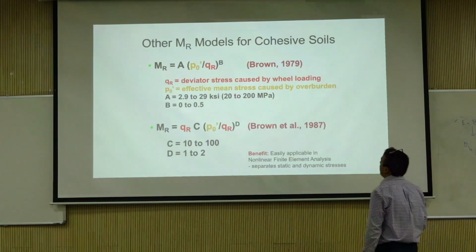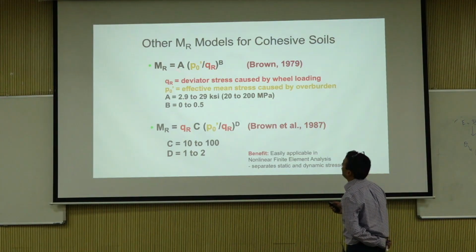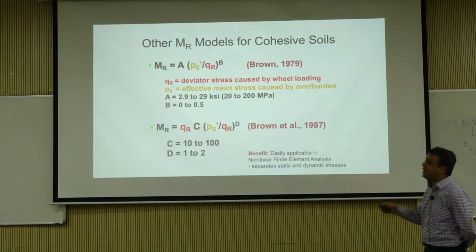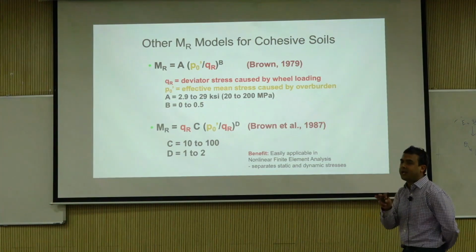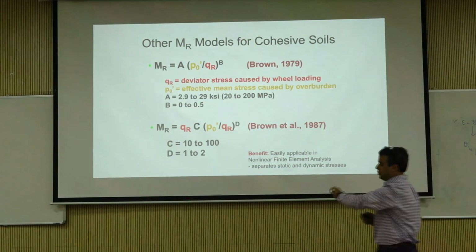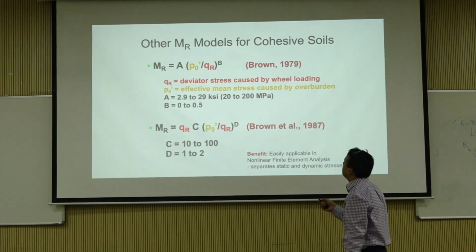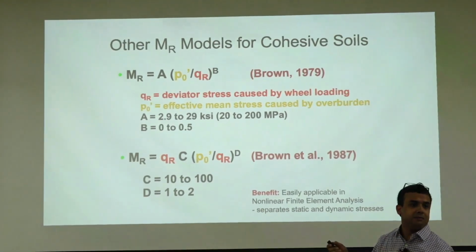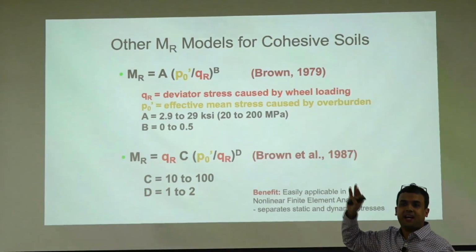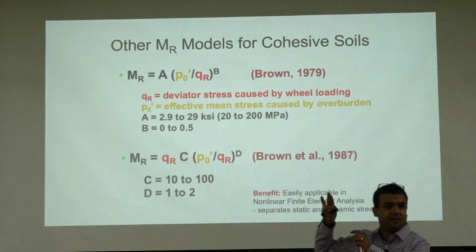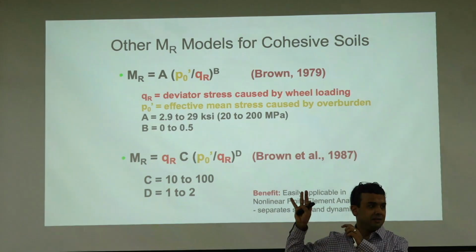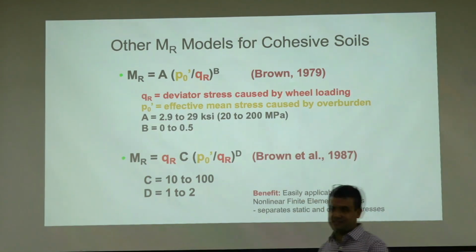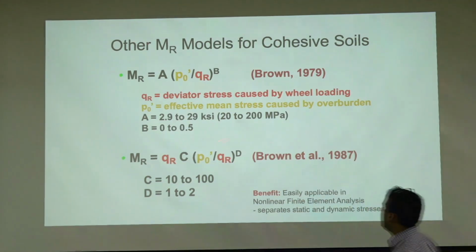Other MR models for cohesive soils, again we're going to skip through these very quickly because we're not going to use this. I want to get to the models that we are going to use so that we can spend some time on it. This is Brown's model. P-Q, anybody who took advanced geotech classes knows stress paths and stuff like that. You have taken those classes, we're not going to get into that. That's the P-Q models.